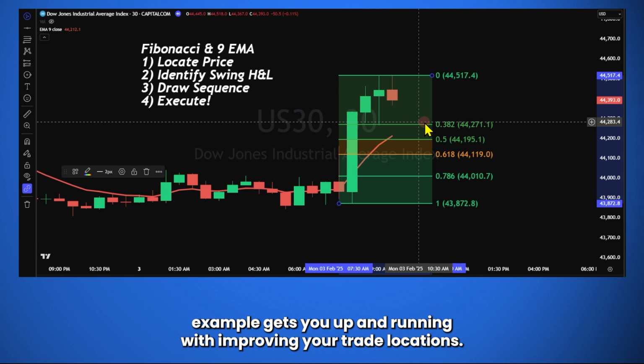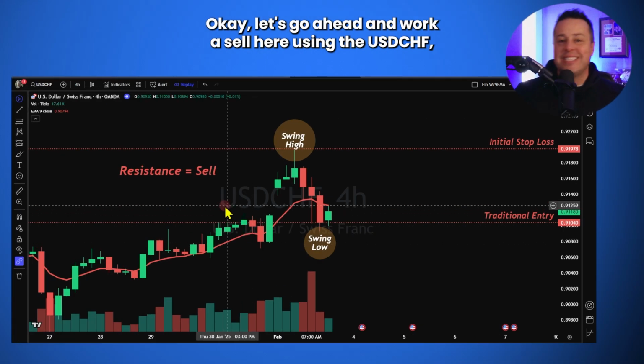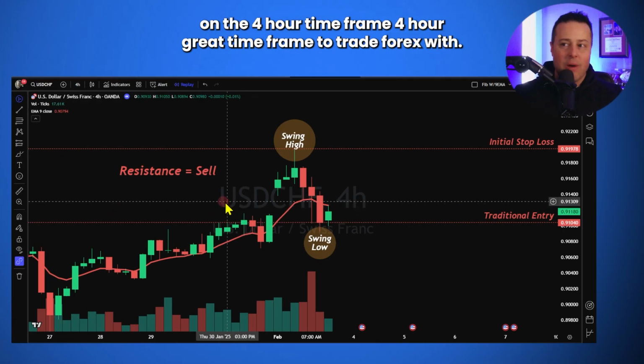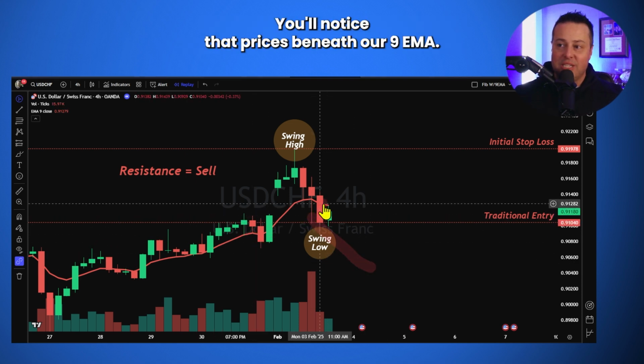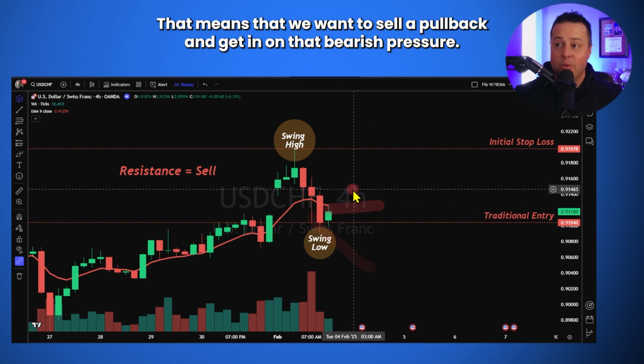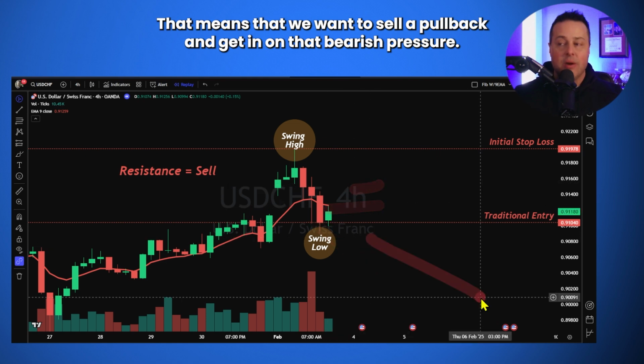improving your trade locations. Okay, let's go ahead and work a sell here using the dollar Swissy on the 4-hour time frame. 4-hour, great time frame to trade Forex with. First thing we do is locate price. You'll notice that price is beneath our 9 EMA. That means that we want to sell a pullback and get in on that bearish pressure.